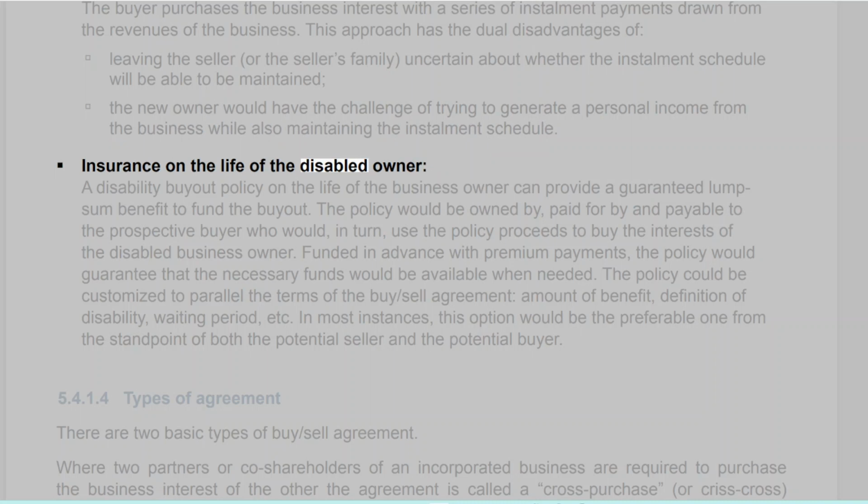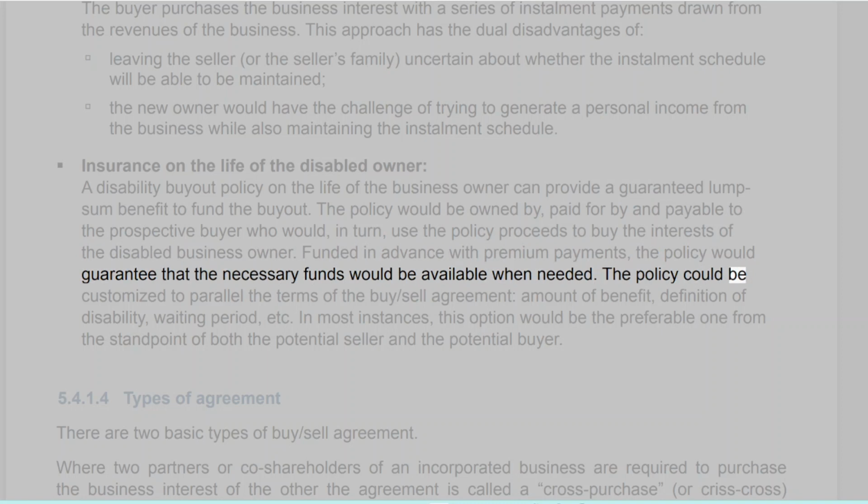Insurance on the life of the disabled owner: a disability buyout policy on the life of the business owner can provide a guaranteed lump sum benefit to fund the buyout. The policy would be owned by, paid for by, and payable to the prospective buyer, who would, in turn, use the policy proceeds to buy the interests of the disabled business owner. Funded in advance with premium payments, the policy would guarantee that the necessary funds would be available when needed.